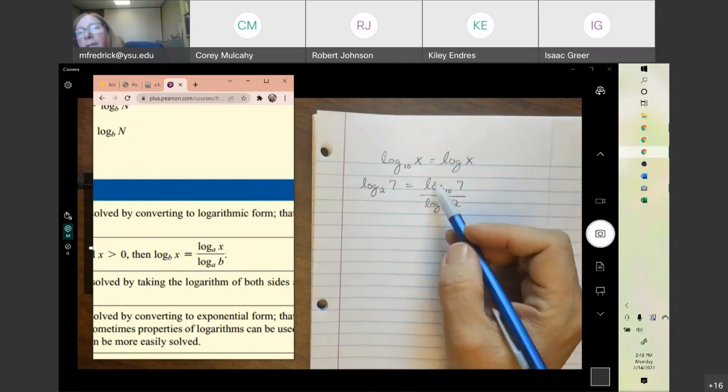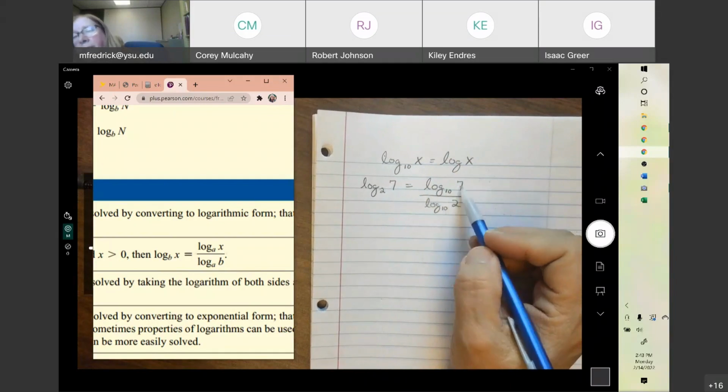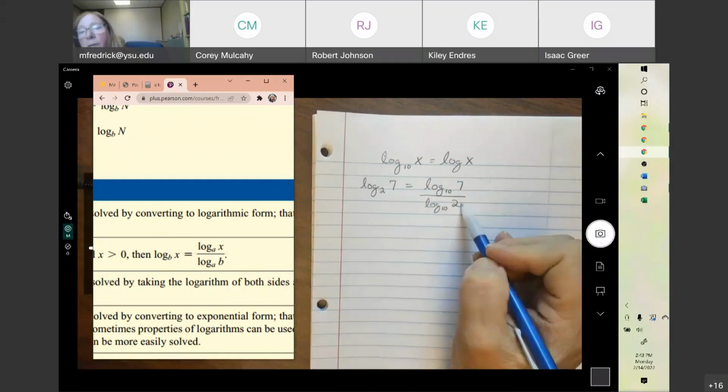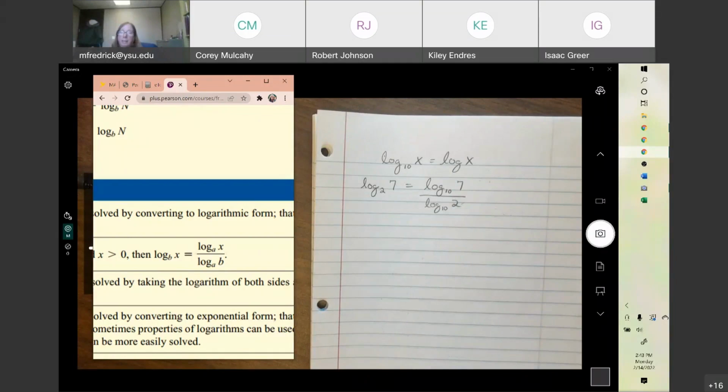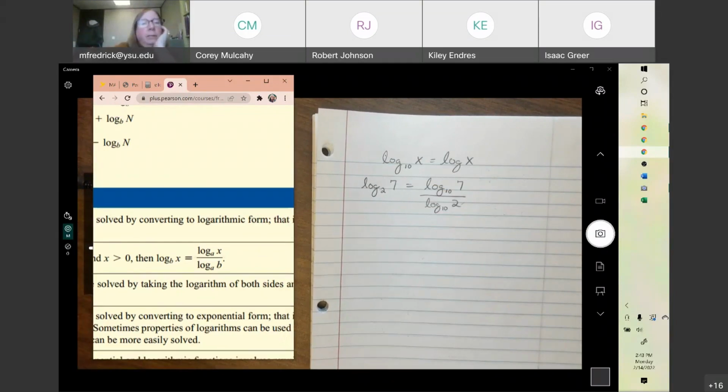So we could find the log base 10 of 7 divided by the log base 10 of 2. It will give you the same exact answer. So when you have different bases and you need to plug them in, you need to use a change of base. And that's what this one is. Any questions?